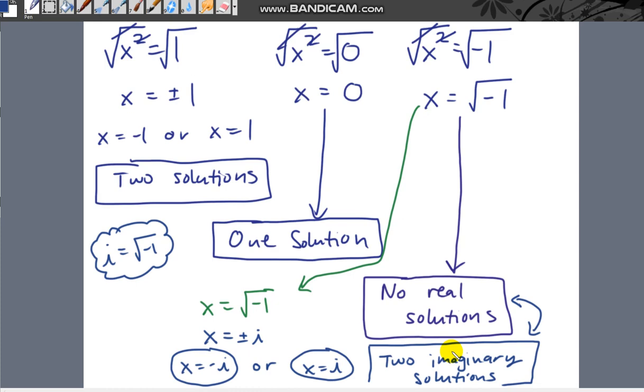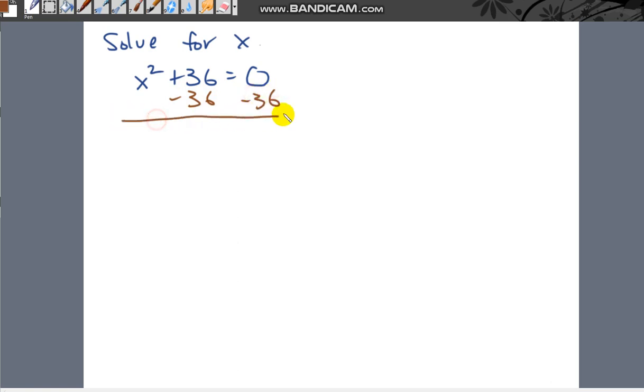Okay, let's try another example. Let's say I give you a problem that looks like this, and we want to solve for x: x squared plus 36 equals 0. We can subtract 36 from both sides, so this cancels, and we get x squared equals negative 36. Next, in order to get rid of the square, we take the square root of both sides. The square root cancels with the square, and we get x equals the square root of negative 36.